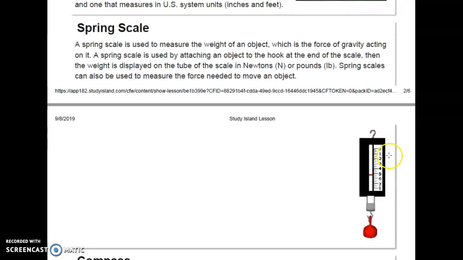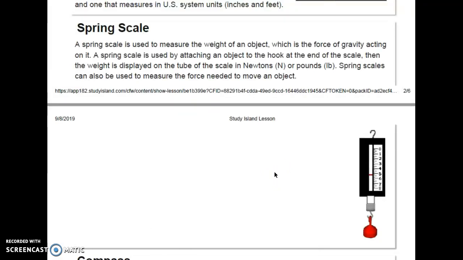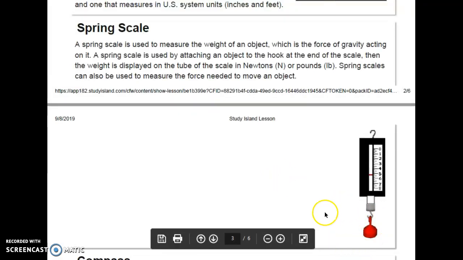A spring scale. A spring scale is used to measure the weight of an object, which is the force of gravity acting on it. A spring scale is used by attaching an object to the hook at the end of the scale. Then the weight is displayed on the tube of the scale in newtons or pounds. Spring scales can also be used to measure the force needed to move an object.